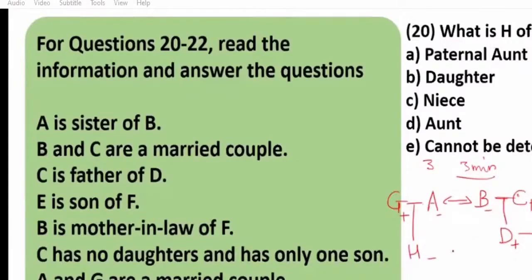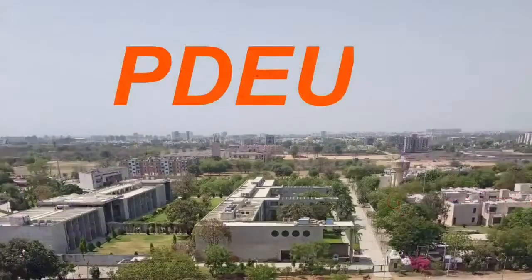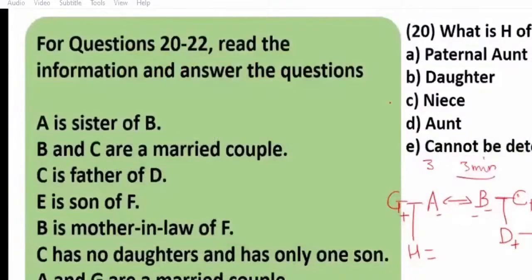Let us see what is given. What is the question? What is H of B? H is niece of B because B is nothing but aunt, so H is niece of B. Moving on to the next question.